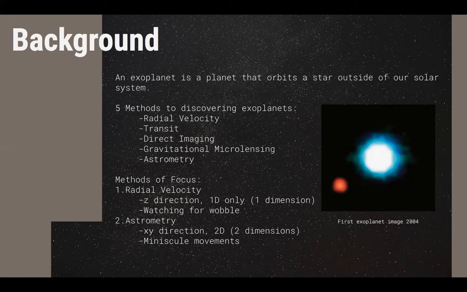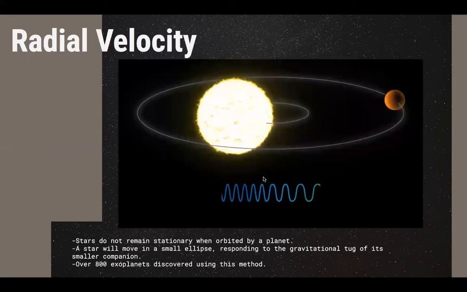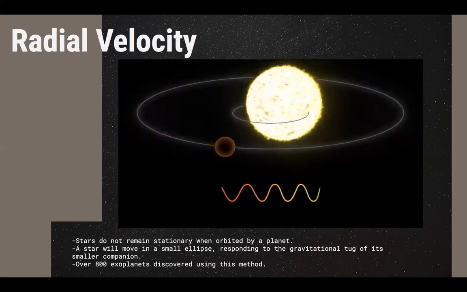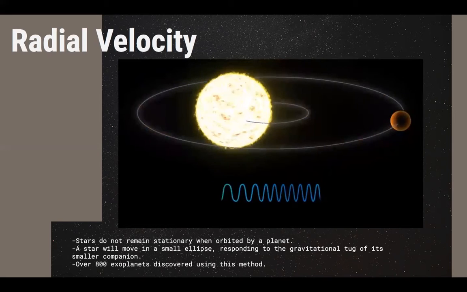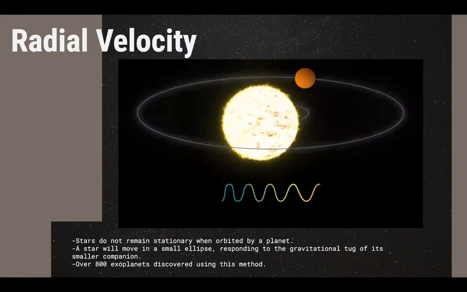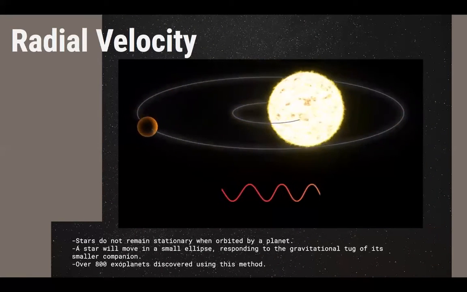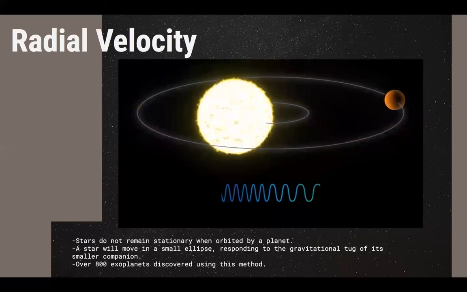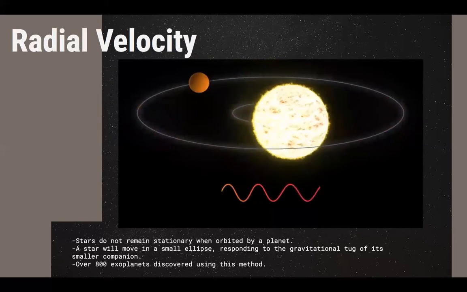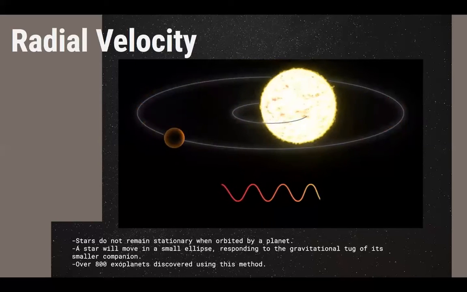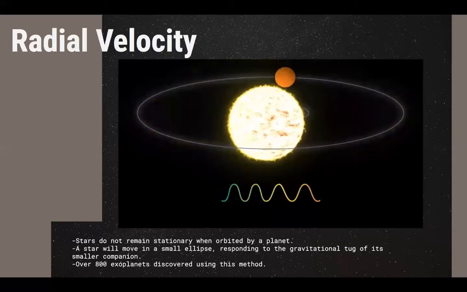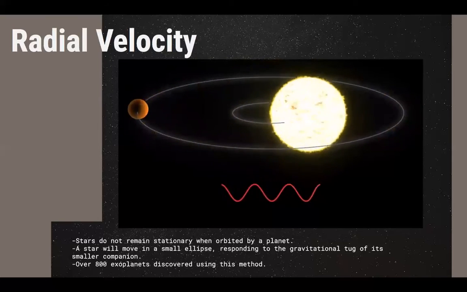So this summer, we initially used the RV method to get to astrometry. Now, what you see here is a NASA animation that visualizes radio velocity. Now, radio velocity is defined as the velocity of a star or other body along the line of sight of an observer. The RV method for detecting exoplanets relies on the fact that a star does not remain completely stationary when it is orbited by a planet. The star moves ever so slightly in a small circle or ellipse, responding to the gravitational tug of its smaller companion, as you can see in this animation.